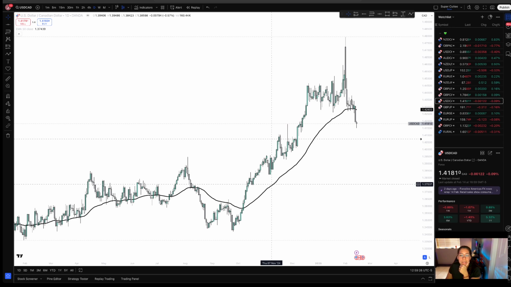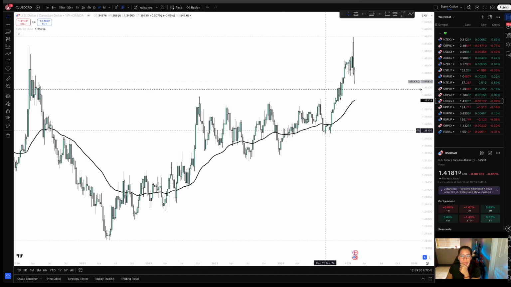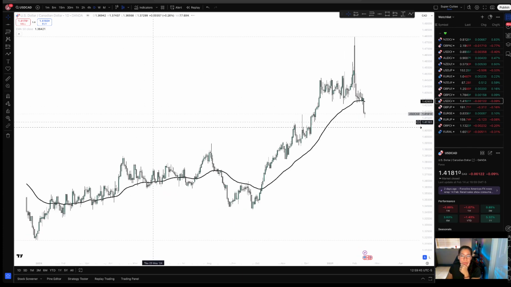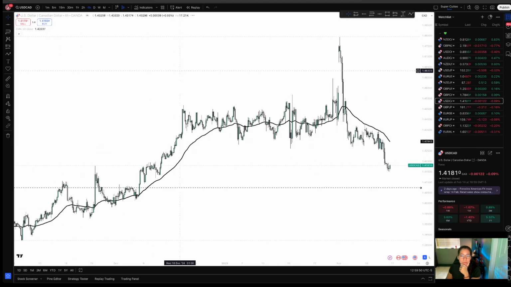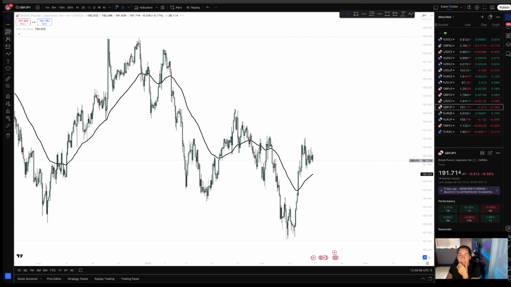USD CAD. Not even a proper trend. This is crazy. We're coming back up, but let's see, we're retesting, and we'll need to come all the way down here. We're gonna have to sit on our hands this week, it looks. In the 4 hour, we're flipping. Okay. GBP JPY, where we at?